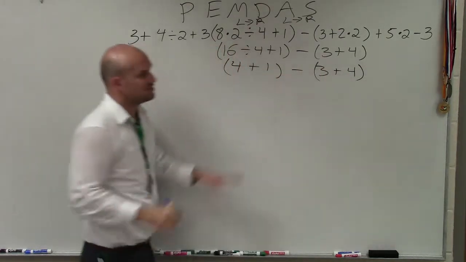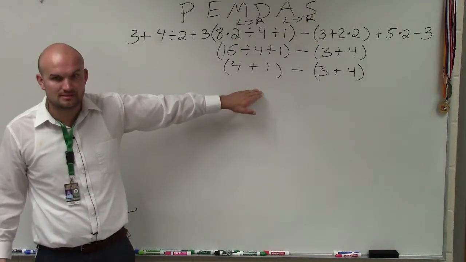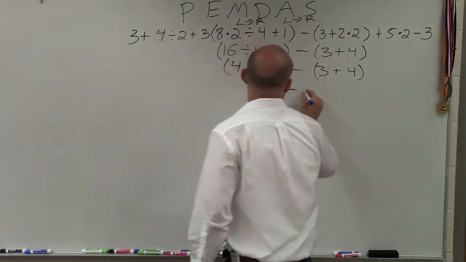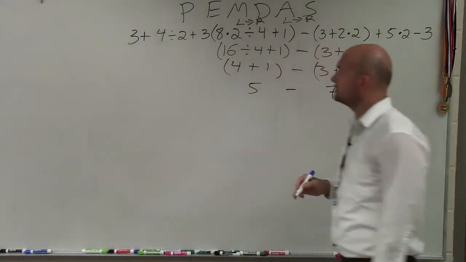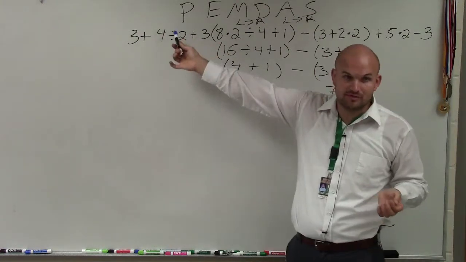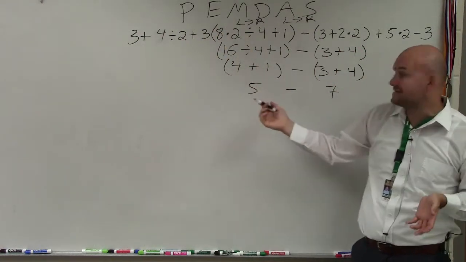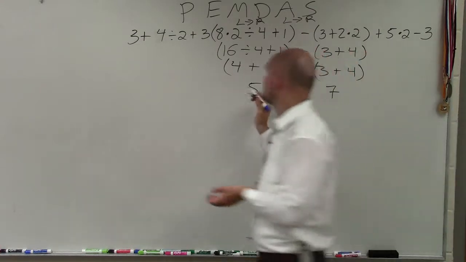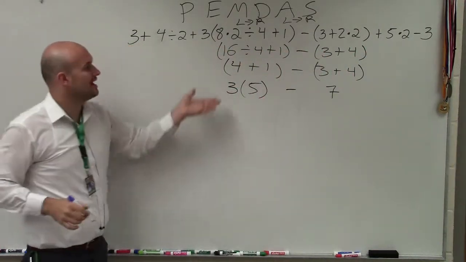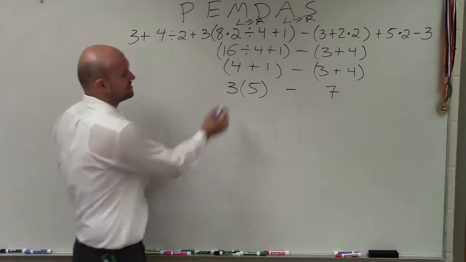All right, can I still simplify inside these parentheses? Yeah. 4 plus 1 is 5. Minus 3 plus 4 is 7. All right? Now what I've done is I've satisfied my parenthesis requirement. I've simplified them all the way down. Oops, I'm sorry, I forgot. I do have that's a 3 times, so that's a 3 times 5.